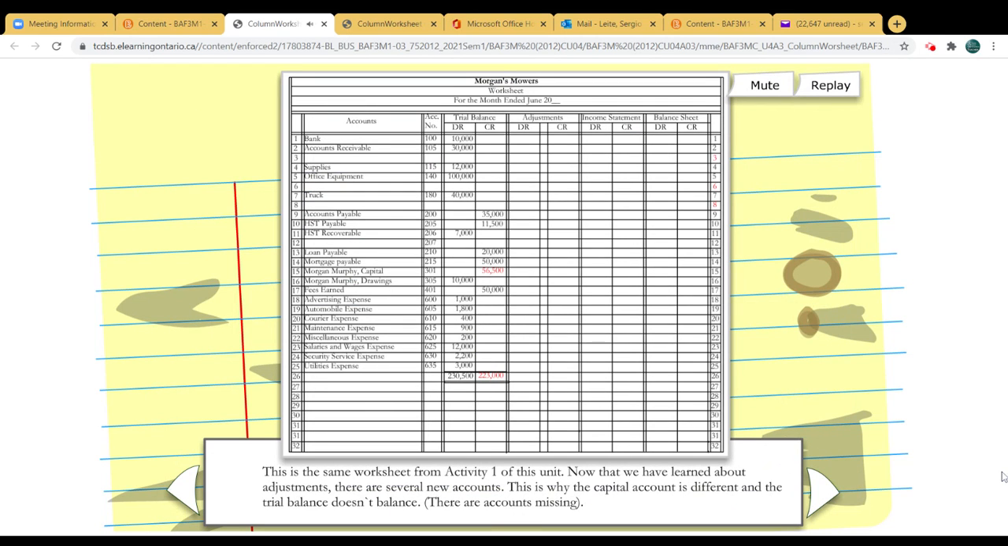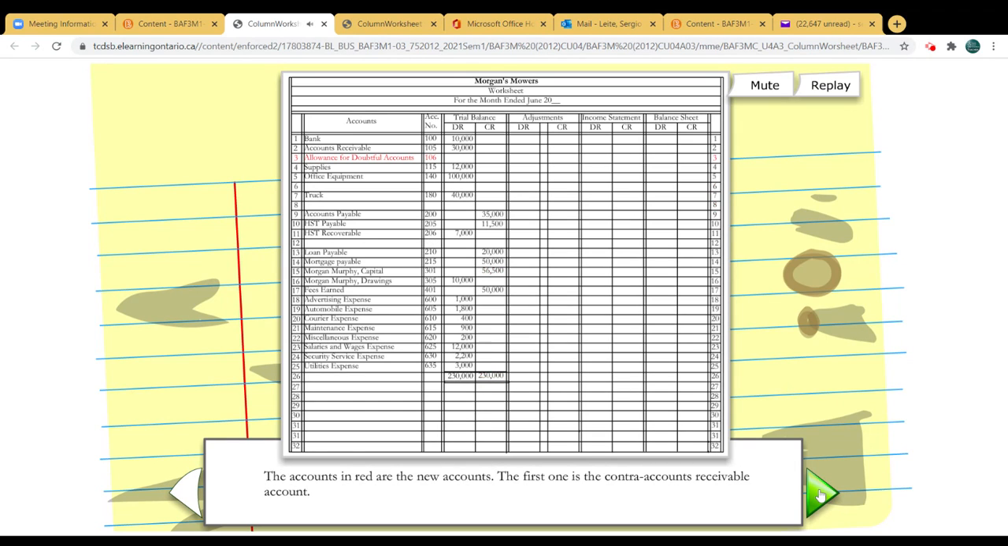This is the same worksheet from Activity 1 of this unit. Now that we have learned about adjustments, there are several new accounts. This is why the capital account is different and why the trial balance doesn't balance. There are accounts missing.